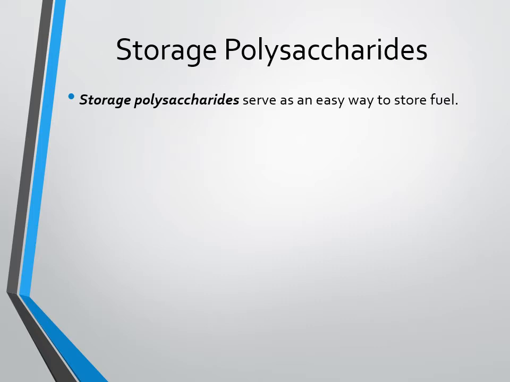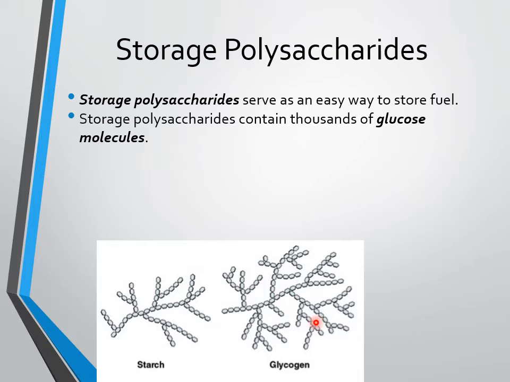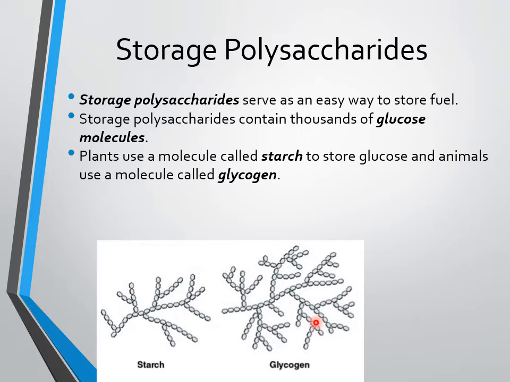So we have storage polysaccharides serve as a way to store fuel. We have starch, which is in several animals, but also in plants. And then you have glycogen right here. So storage polysaccharides contain thousands of glucose molecules. Plants use a molecule called starch to store glucose, while animals use glycogen.